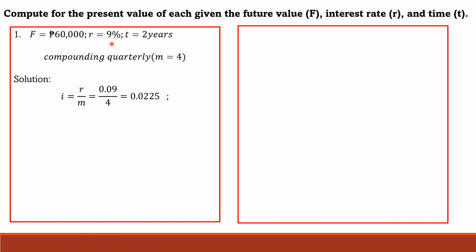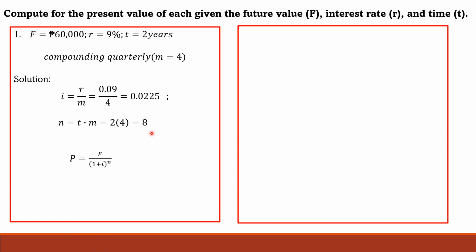Kunin din po muna natin ang ating interest rate of each conversion period. So R divided by M. Rate is 9%, convert to decimal 0.09. Divided by, since quarterly po, ang M natin is equal to 4. So, I is equal to 0.0225. And ang N naman po natin is the time, 2 years, 2 times our conversion period 4. The total number of period is 8.